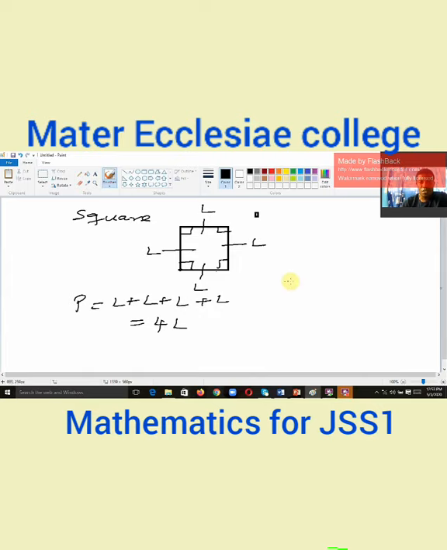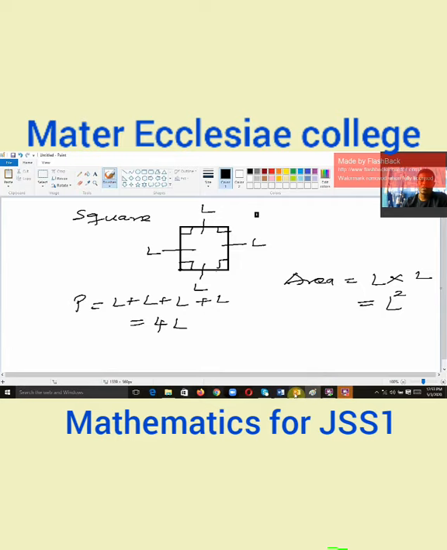So what is area? Area is length times length. If you use the knowledge of algebra, that's length square. So these are some of the properties of a square. So let's quickly move to a rectangle.